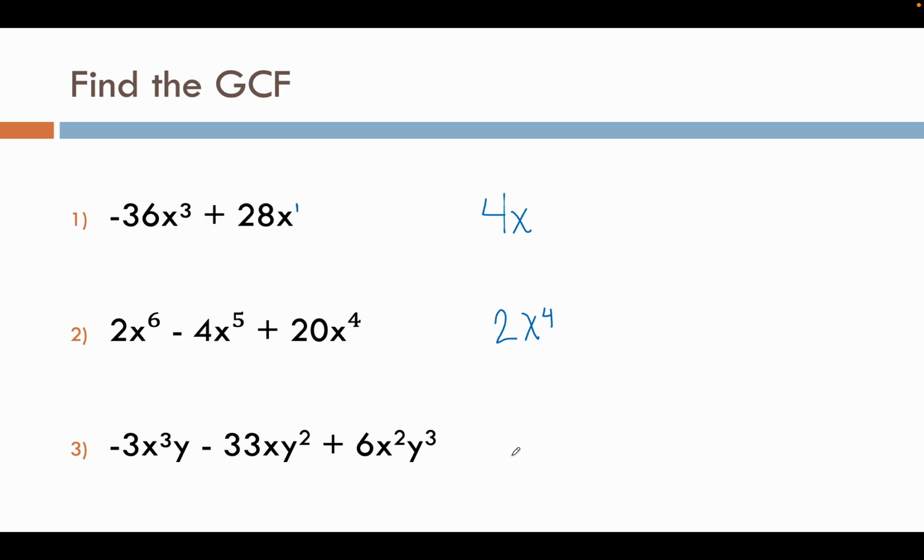And lastly, negative 3x cubed y minus 33xy squared plus 6x squared y cubed, these all have a common factor of 3xy. So if you notice, we're looking for the largest x and y that they all have in common. This y is only y to the first, and that means that we can only divide y to the first out of all three of these. Same with x, this is x to the first, and so that's the most we can divide out of the x's as well. So that's our greatest common factor.